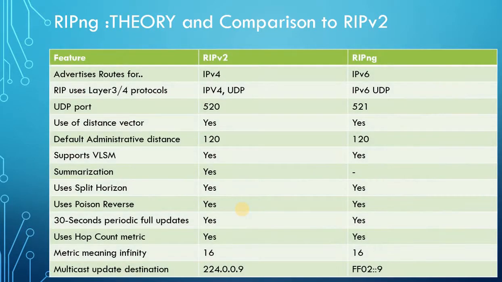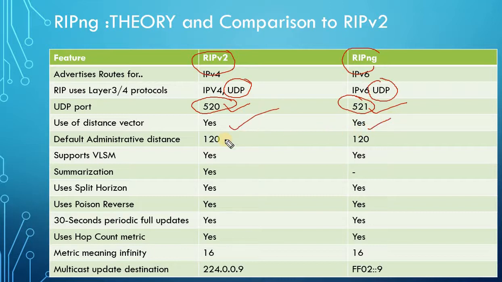So it's a quick comparison between the two protocols, RIP version 2, which was for IP version 4, and RIPng. Both are using UDP, and there is a slight difference between the port numbers. RIP version 1 and RIP version 2 were using port number 520, whereas RIPng is going to use port number 521. Both are distance vector protocols.